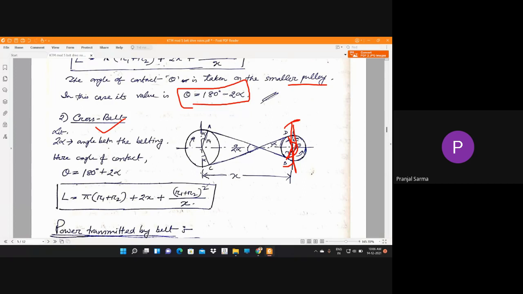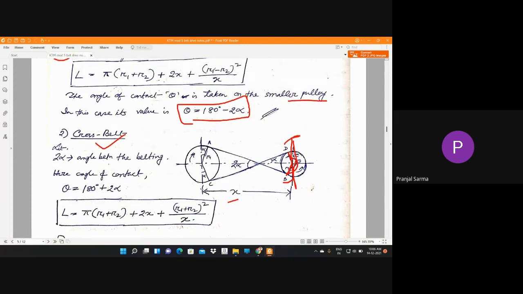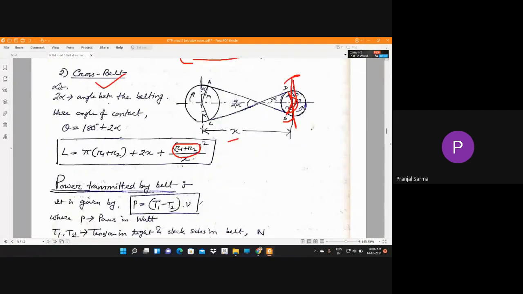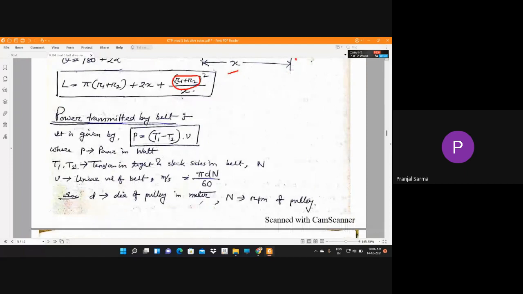So you can see once again this is x, that is your central distance, and L becomes somewhat similar, but as you can see, this R1 minus R2 changes to R1 plus R2 here. That is the only thing, and this is about the length of the belt.